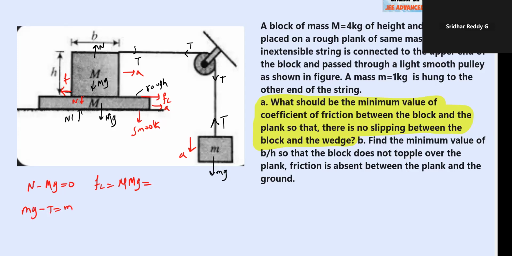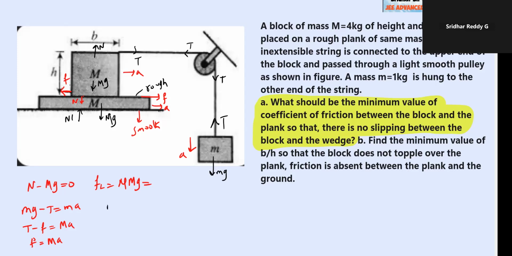Then mg minus T equals ma. T minus f equals Ma. f equals Ma, where capital M is the plank's mass. Who will accelerate the plank? The friction. Who will accelerate the block? The tension T and the friction. And as they're connected by a common string, both will have the same acceleration. We'll simplify all of this.